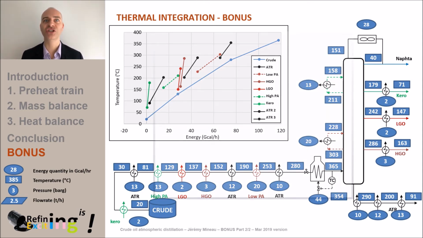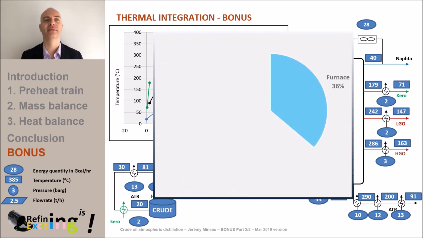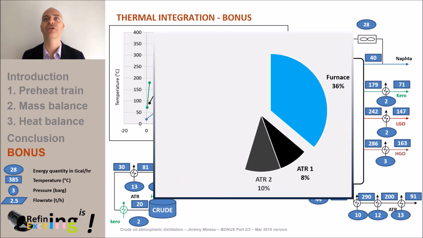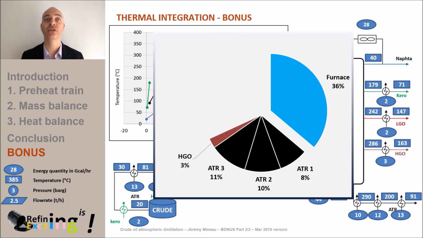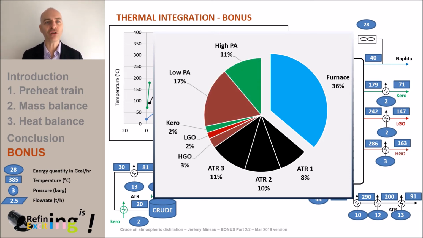Here is how the energy is distributed in the preheat train. We see that the fuel burnt in the furnace represents 36% of the preheat, the pump arounds represent 28% and 42% for the hot products. The question you may now ask yourself is, but can we preheat the crude more and thus save fuel in the furnace? The answer is yes, since we still have some calories available, including the calories at the top of the column for an interesting energy quantity.